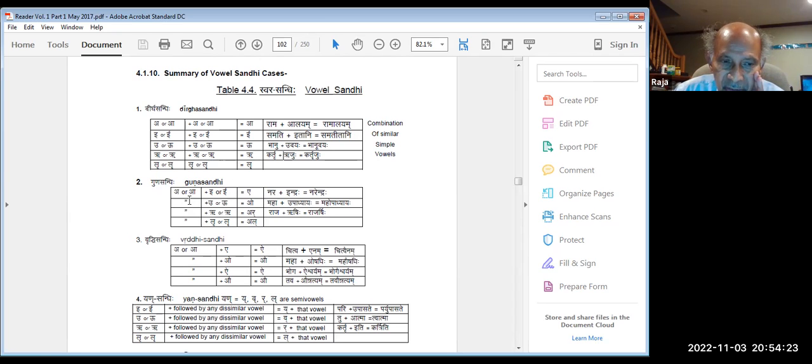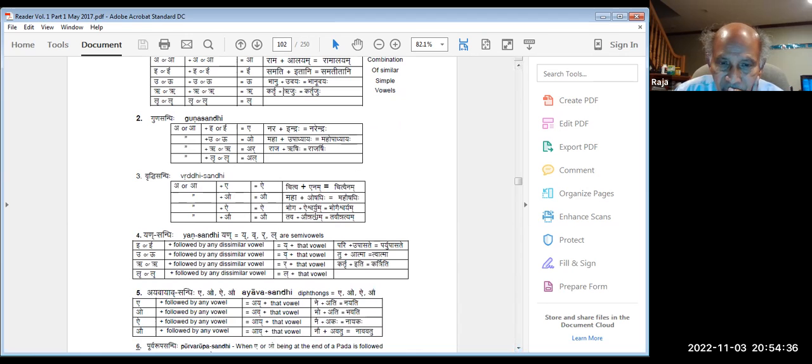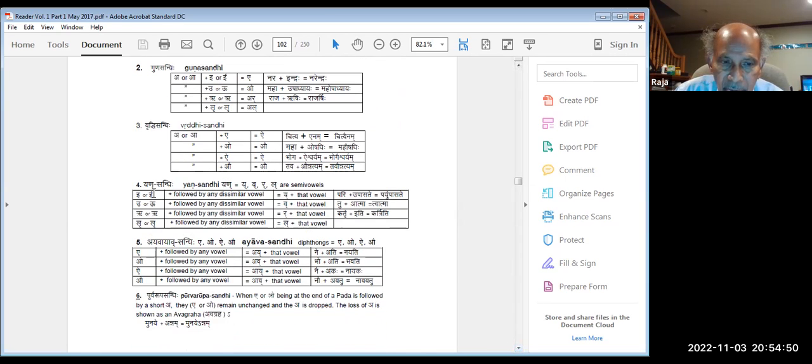Then Guna Sandhi. You keep R fixed and add a equal. They got A, O, R and Al. Then Vriddhi Sandhi. Then bunch of examples I gave you here. Vriddhi Sandhi, A, or A, and add Guna letters. Then you get Vriddhi letters. Then we have Yan Sandhi. Instead of taking R as pivot, you do equal as a pivot plus followed by any non-similar vowel. That vowel will remain. First one will change to Y.